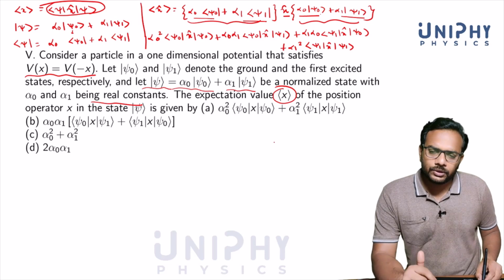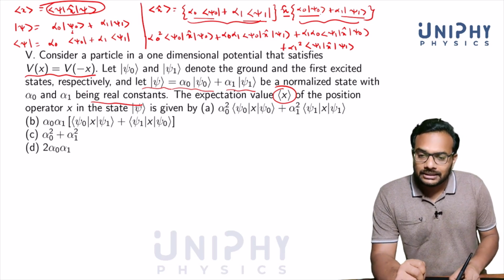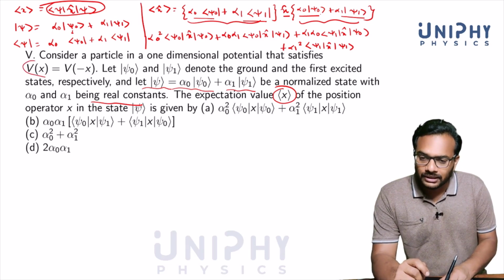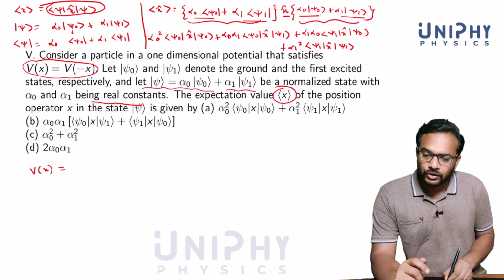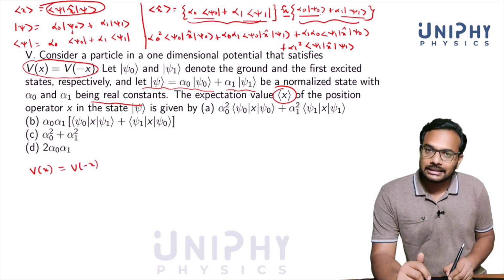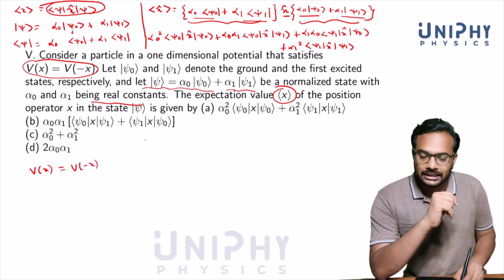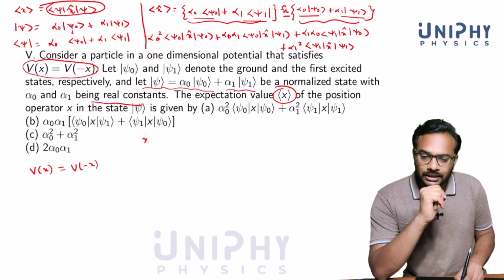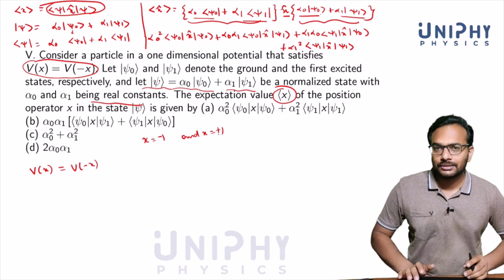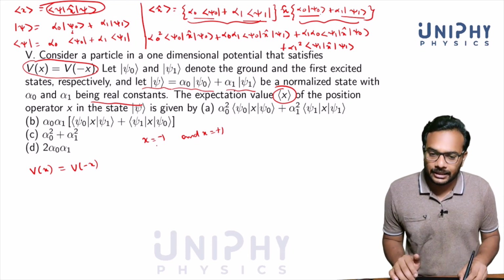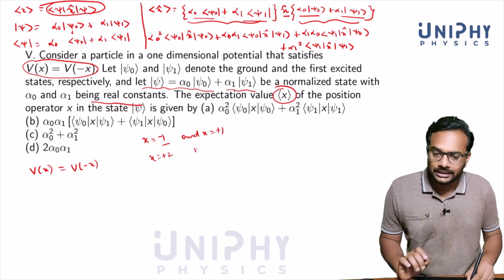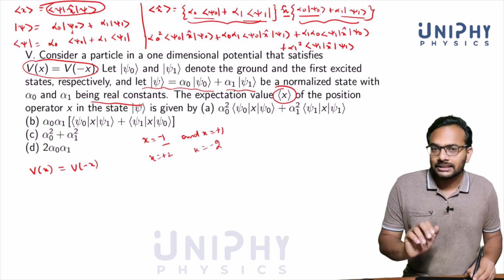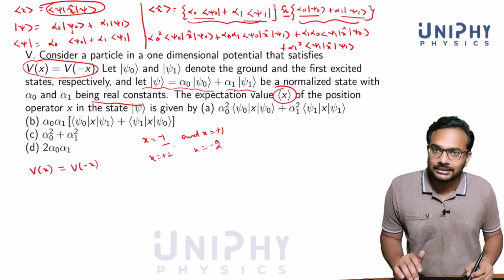Okay. What do we do now? So now we see that there's an extra piece of information given here: v of x equal to v of minus x. Which means that the potential energy is the same, let's say, for example, at x equal to minus 1 and x equal to plus 1. This means that the physical conditions are exactly the same for x equal to minus 1 and x equal to plus 1. Similarly, x equal to plus 2 and x equal to minus 2. The potential energy is the same, or the physical conditions are exactly the same, right?